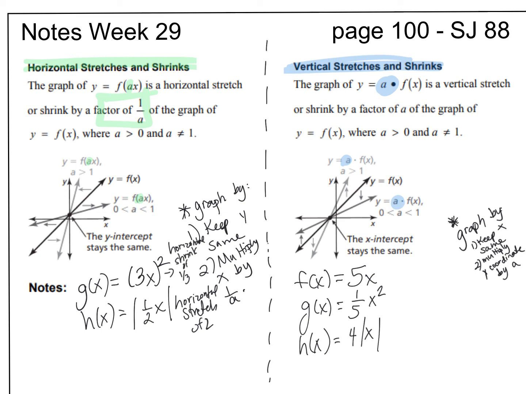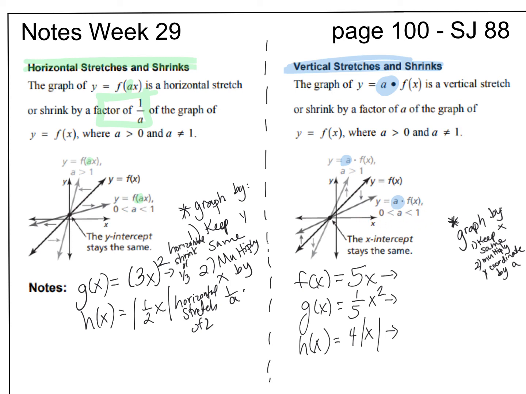Okay, so when I get over here for these, there's no reciprocal. You don't change anything around. They're not on the inside, so all of these are vertical stretches or shrinks. And this is an example of a stretch, a is greater than 1, and this is a shrink, a is between 0 and 1.